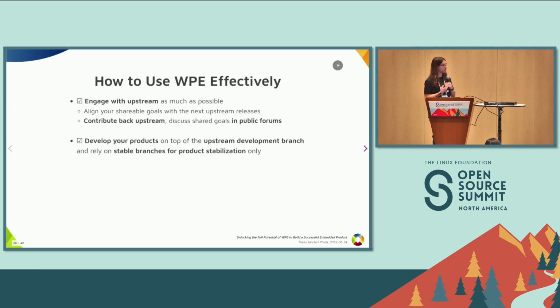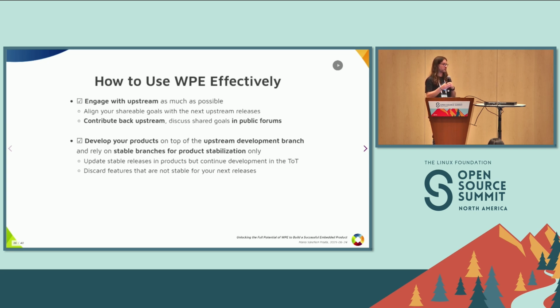Second, develop your products on top of the upstream development branch and use the stable branches only for stabilization. I cannot insist on this high enough. Of course, you can still update the stable releases that you ship, but only for bug fixes, security fixes, stuff like that. But any new development, you should continue in the tip of the tree, as upstream does.